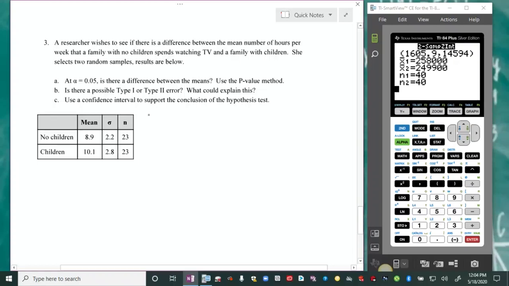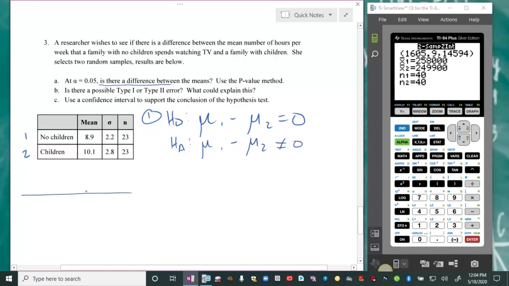So as we set this up, the null hypothesis is always the same: mu1 minus mu2 equals 0. Let's do no children as 1 and children as 2. So our chart's set up just a little bit differently here. Our alternative hypothesis, the question is just, is there a difference? So there either is or there isn't. So this would be mu1 minus mu2 is not equal to 0. So it's going to give me a two-tailed test with 2 rejection regions, 1 on either side.